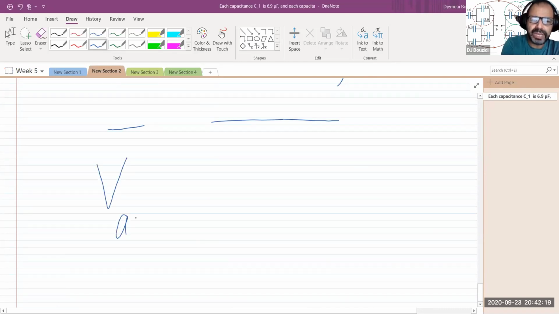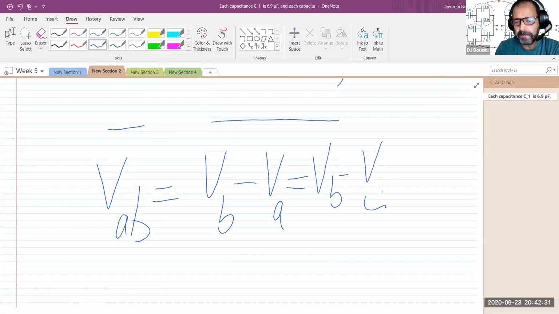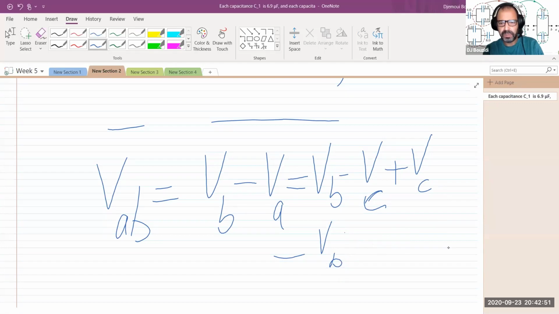The voltage between A and B is actually VB minus VA, albeit this is a negative number, it doesn't matter. It's going to be VB minus VC, plus VC minus VD, plus VD minus VB. Does anybody object to this operation? I'm sorry, the last one is VA. Okay, let me correct all of this, because this is not the logic that I want to do.